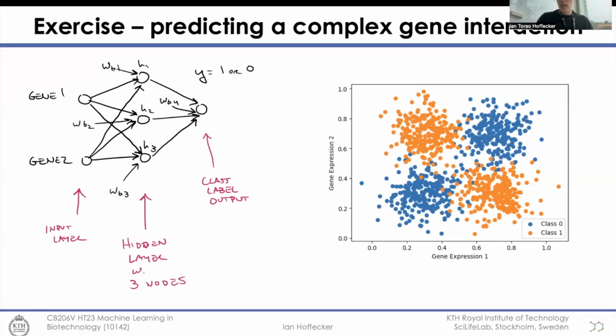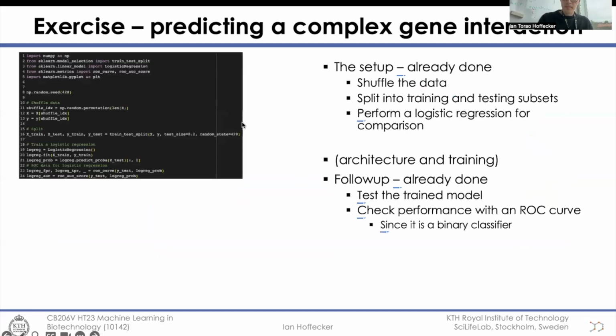Is it high or low with respect to gene 1? Is it high or low with respect to gene 2? Never going to be able to detect this type of interaction. So the hope here is that we can use our multi-layered perceptron or deep neural network with a hidden layer to discover this structure in the data.